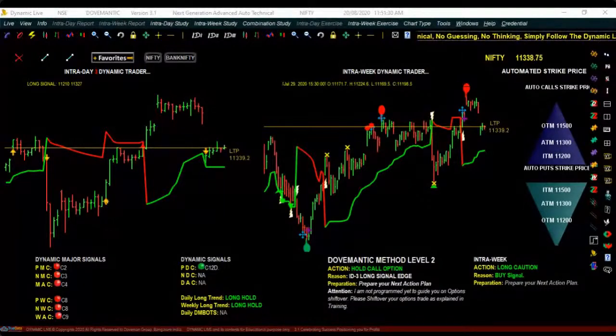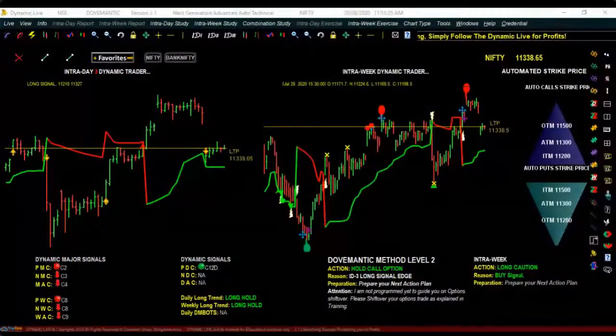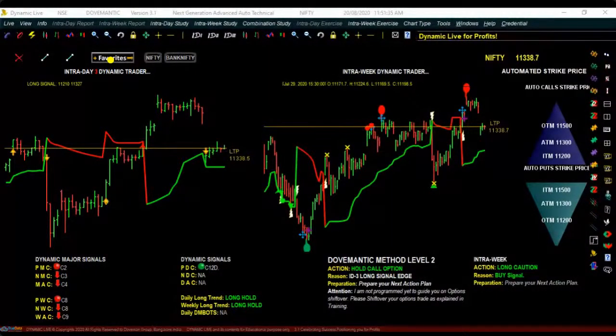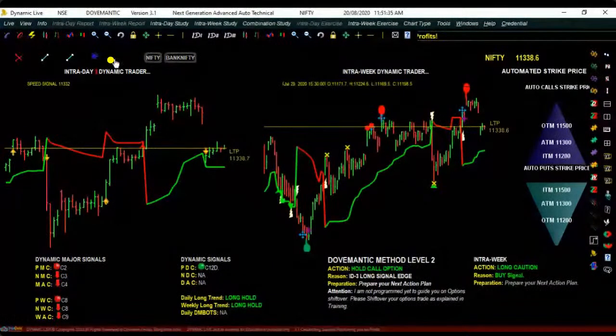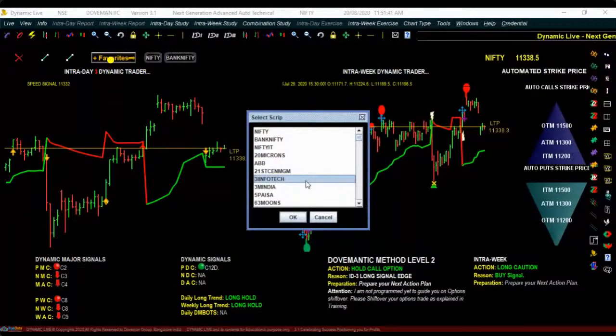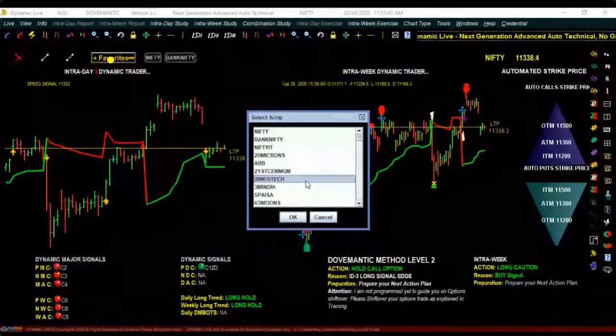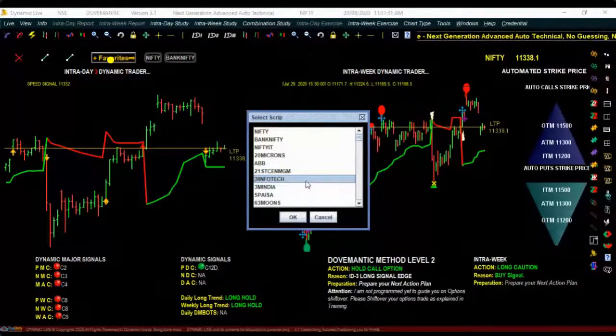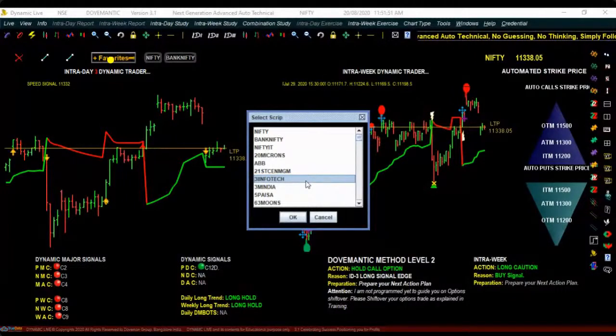First step, for you to add any of your favorite stock or index, all that you have to do here is just click on this favorites here. Now once you click on this favorites, a drop down will appear. In this drop down, you can select any of your favorite stock. Now Mr. Ravi Tanwani has asked for Bajaj Finance and Tata Motors, and the other one is SBI Life. This is what you have asked for. So let me start with Bajaj Finance.